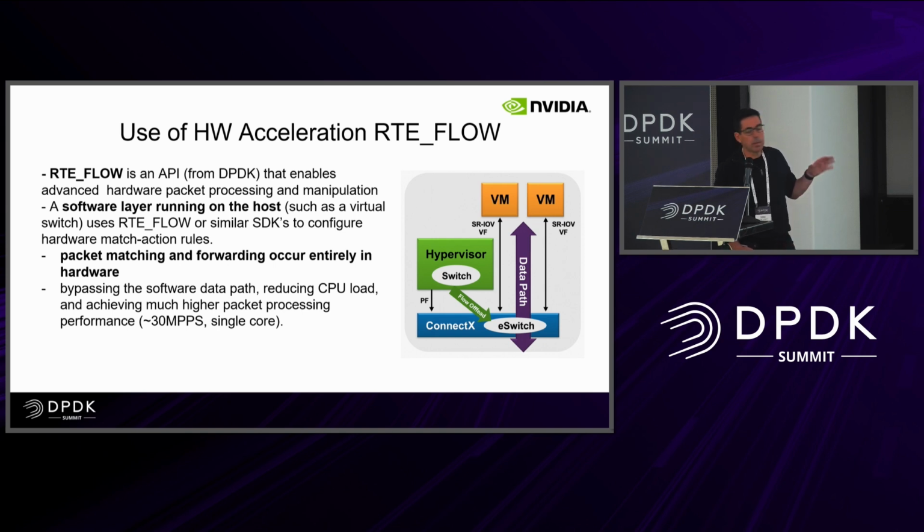This is already implemented in many places. In OVS upstream, which we couldn't push, I see the OVS guys there, but we have our own OVS implementation with which we can get 30 million packets per second at high scale. And this is what we already have.